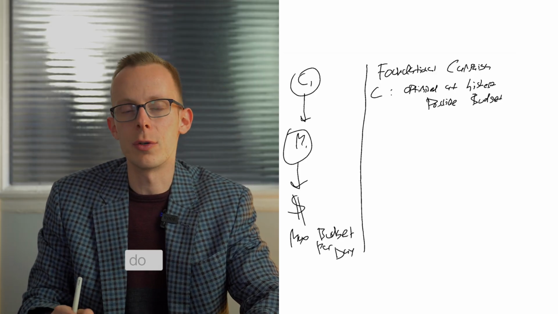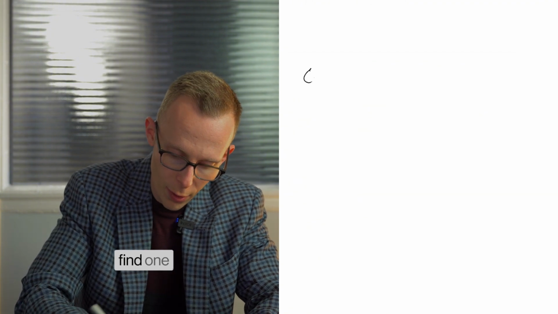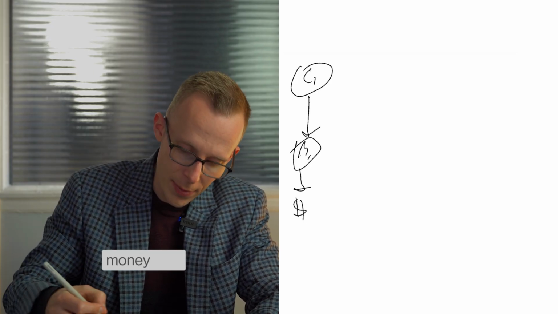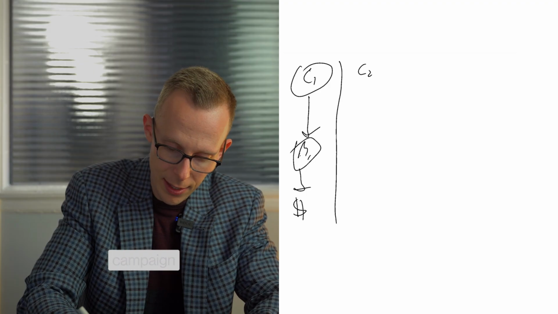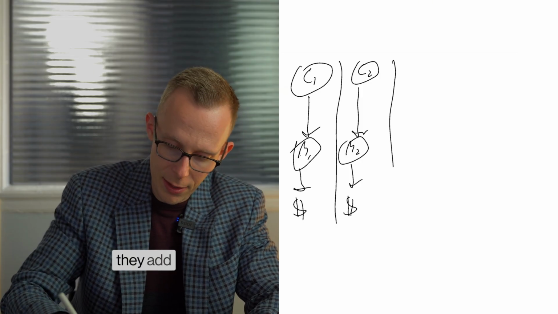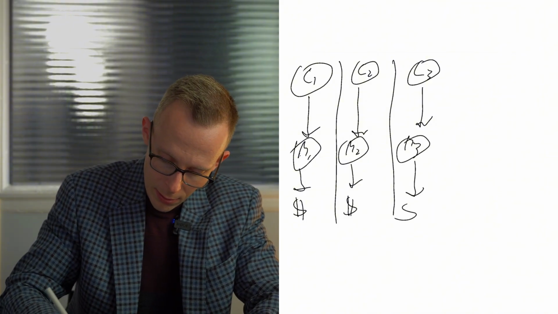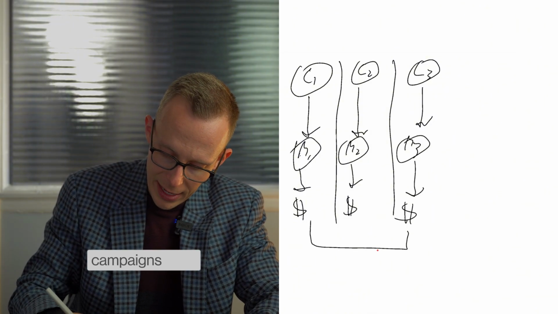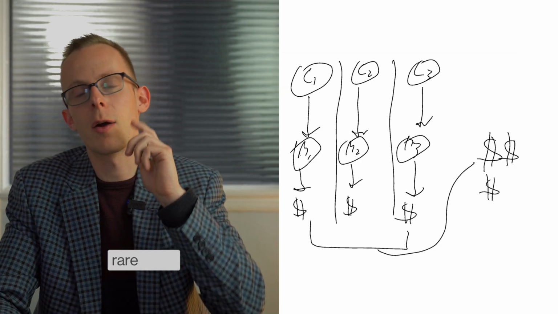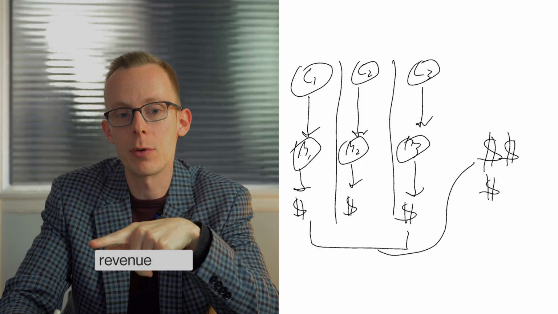So what most businesses do is they just rely on one campaign. But what the smart businesses do is they find one foundational campaign and it makes them money. Then they go out and they add a second campaign. Market two, that produces more money. And then they add a third. Okay, and then all of these campaigns work together to hit the revenue goals of the business. It's pretty rare when one company has one campaign only that's allowing them to hit their revenue goals, okay?